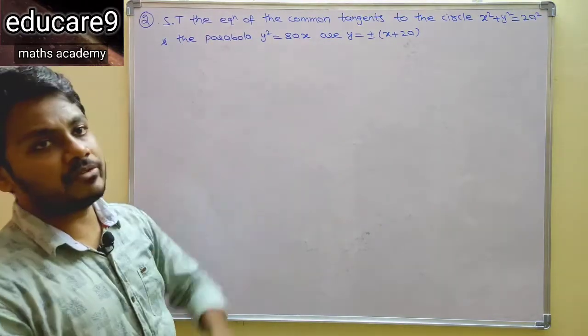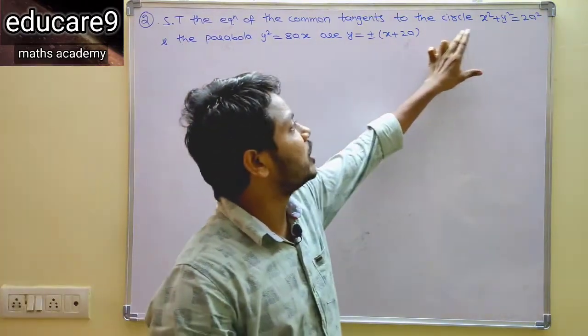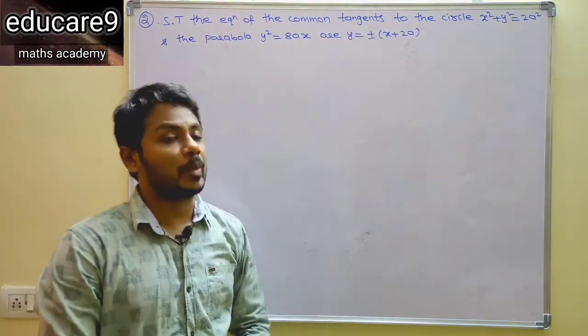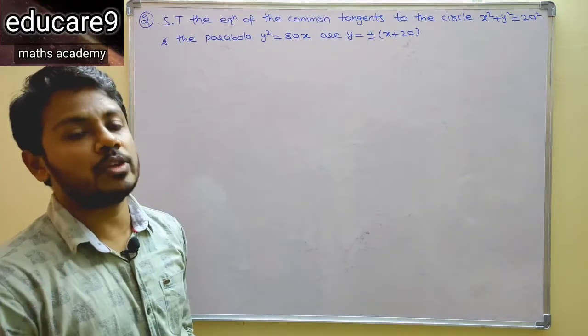Show that the equation of the common tangents to the circle and the parabola are y is equal to plus or minus x plus 2.